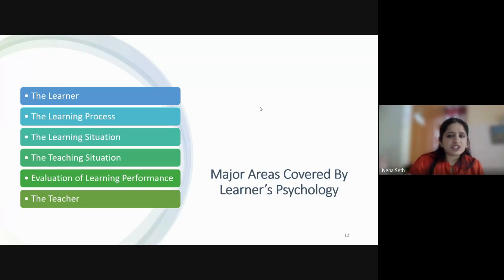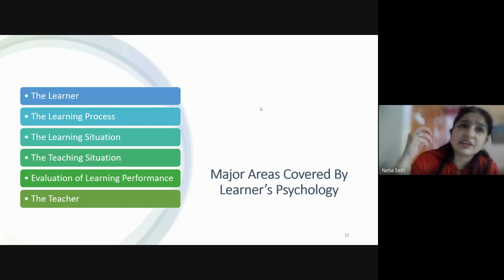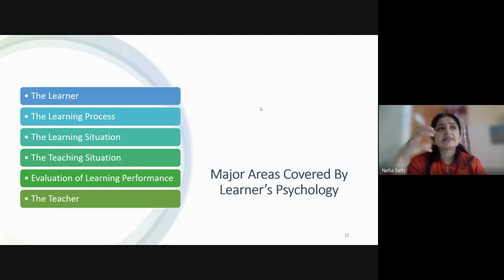The learning situation means the classroom environment. What kind of environment are we giving them? A comfortable class. Is it properly ventilated? Is the lighting proper? Are they comfortable in the chairs in which they are sitting? Are they able to hear you properly? Are you clearly audible? Are you clearly visible? So the environment should be very friendly.